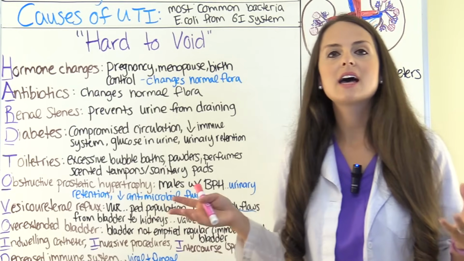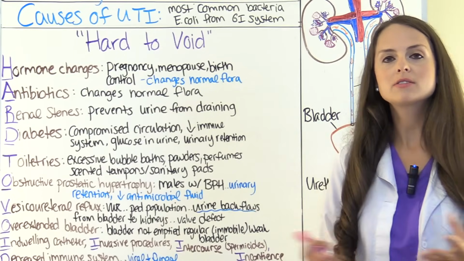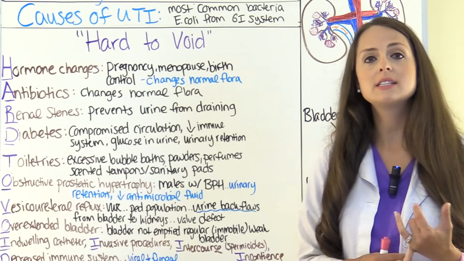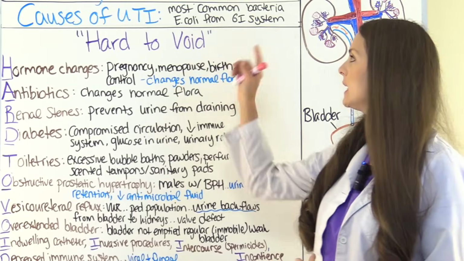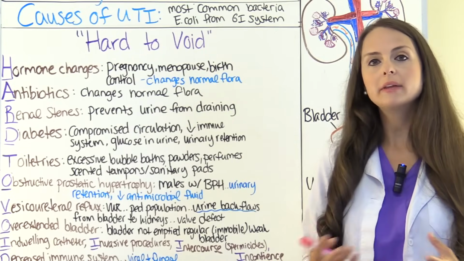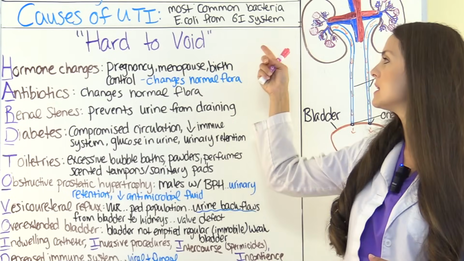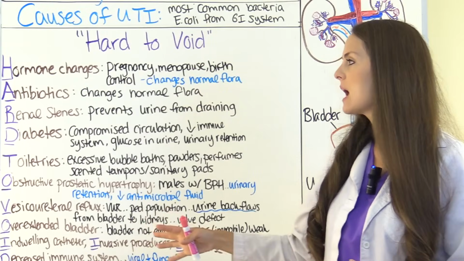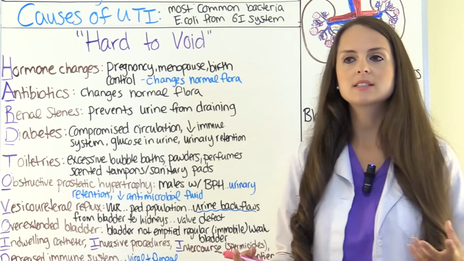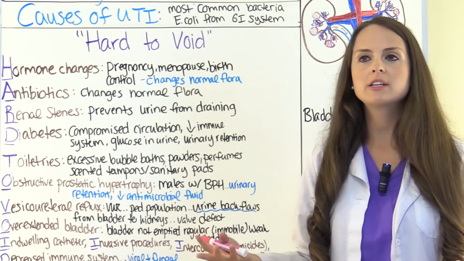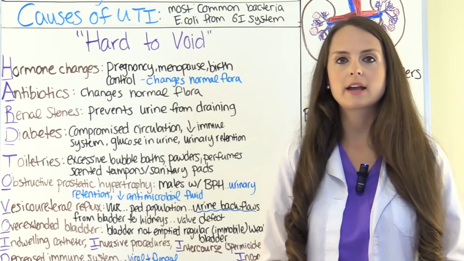Now let's look at the causes of urinary tract infection. The most common type of urinary tract infection tends to be bacterial, and the most common bacteria tends to be E. coli, which probably came from the GI system. So for testing purposes, I would try to remember these causes, because test questions like to ask you, out of all the patients, which patient is most at risk for a urinary tract infection?